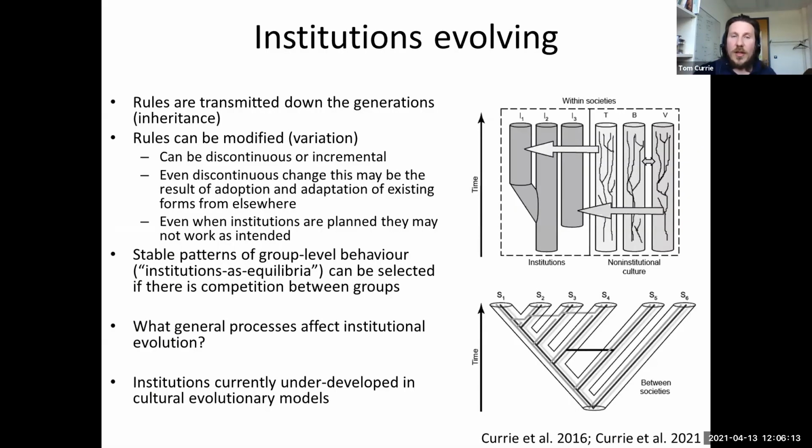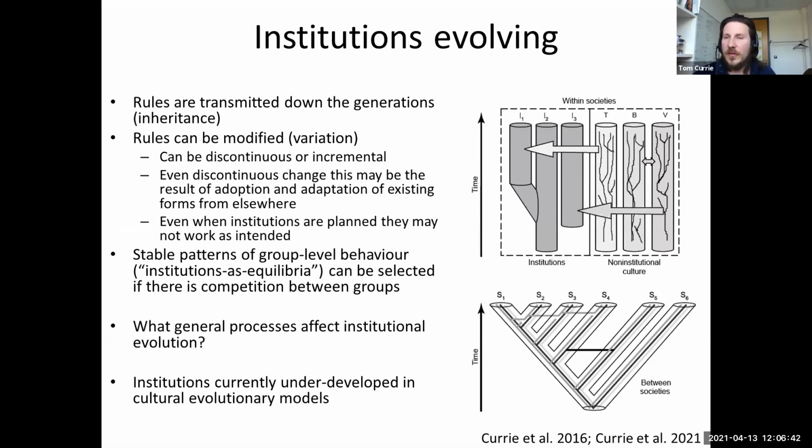And so we can make the argument that they also apply to institutions as well. And so when we're talking about institutions evolving, we can recognize the idea that rules are transmitted down generations, so there's inheritance going on. Rules can be modified, so that leads to variation. But it's not necessarily the same way that variation is generated in biological systems.